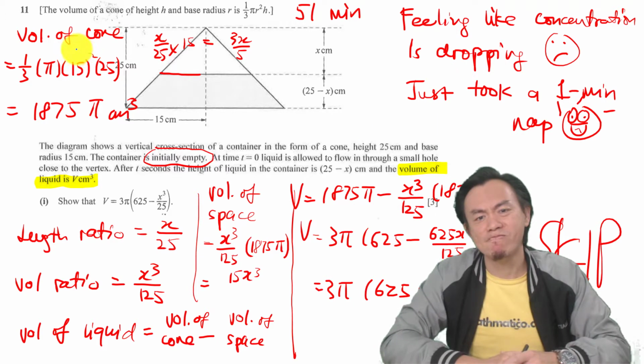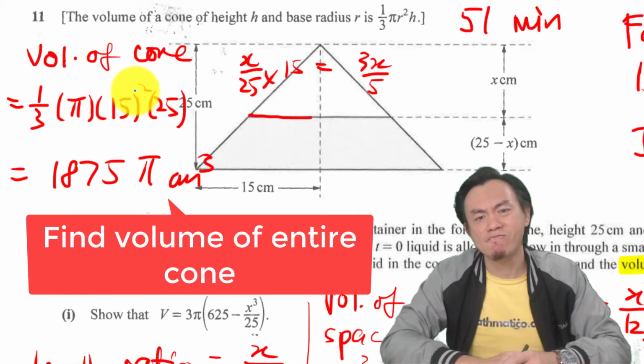Later on, I revisited this method that I used during the exam, and I found out that it actually works. It's just that I messed it up. The first thing I did was to calculate the volume of the cone. The dimensions are all given, so I just substituted them into the formula, and I got 1875 pi.